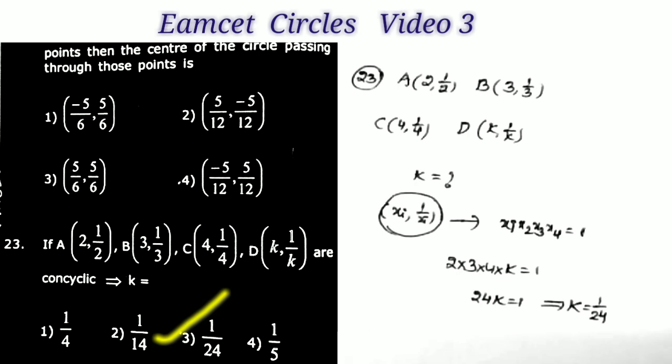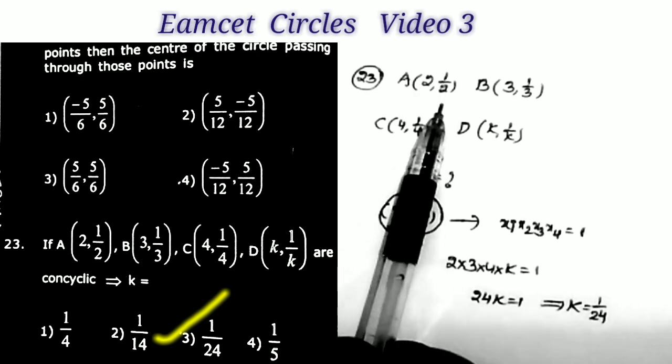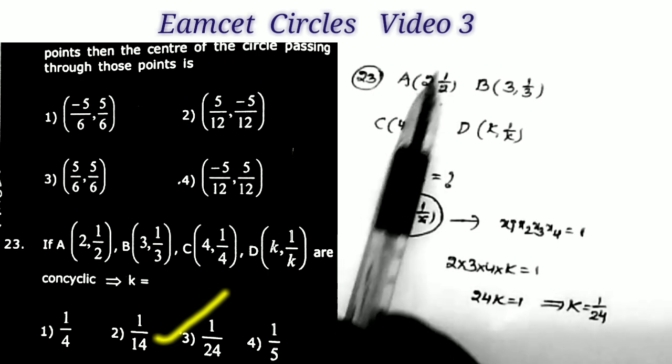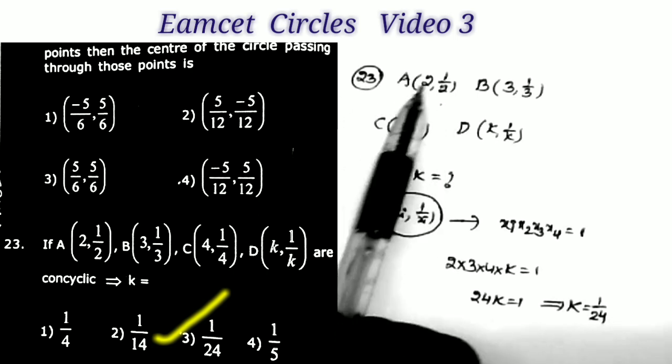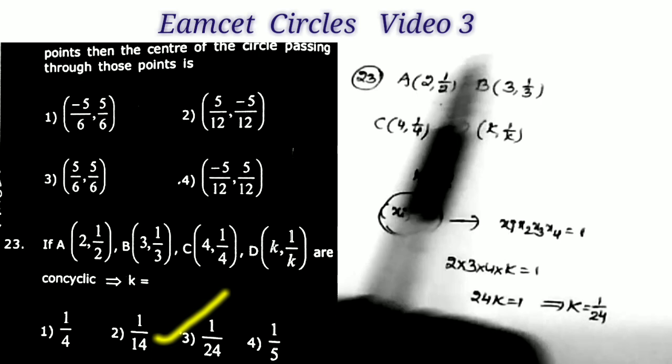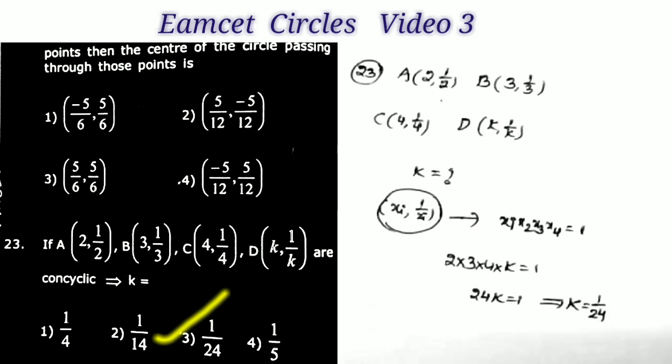That's all, and that is the third option. This is the direct formula. Here the condition is that the points are in the form 2 comma 1 by 2, that is x comma 1 by x form. If the points are in the form x comma 1 by x, then we apply this condition: x1 x2 x3 x4 is equal to 1. That's all. That is the answer.